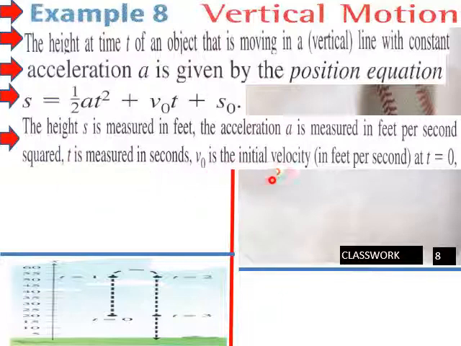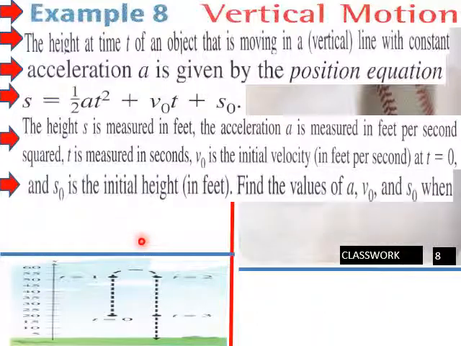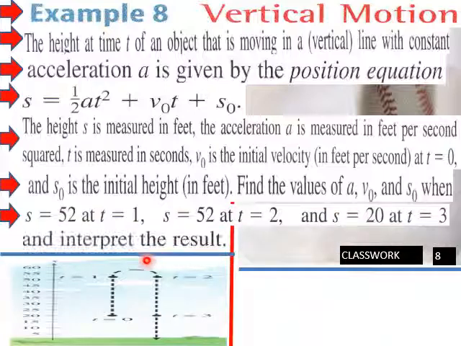V naught is the initial velocity in feet per second at t equals 0. So here's t equals 0. And s naught is the initial height, so s naught would be here as well. This is our s, and then this is our t equals 0. Find the values of a, v naught, and s naught. So we need to find our values of a, v naught, and s naught. So how do we do that?